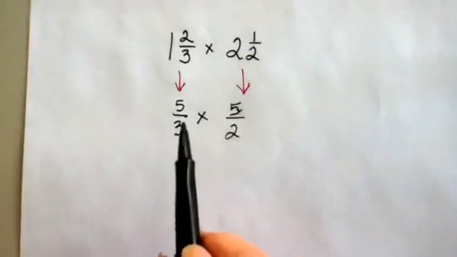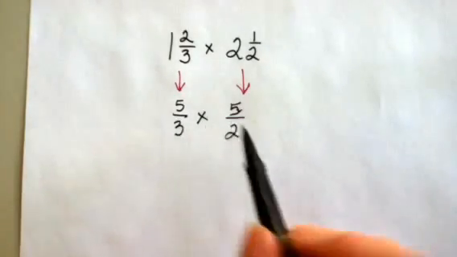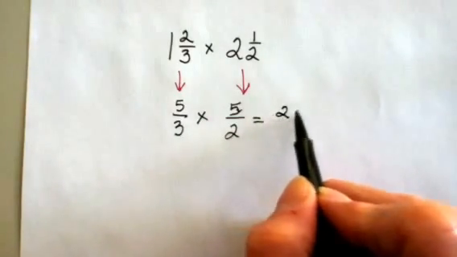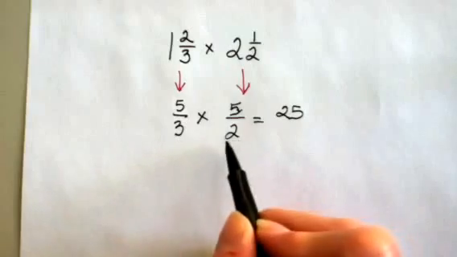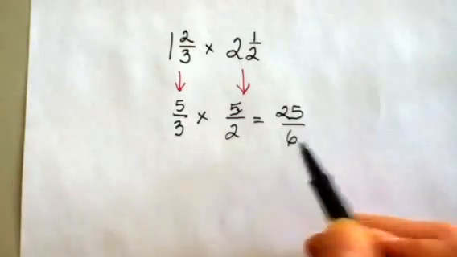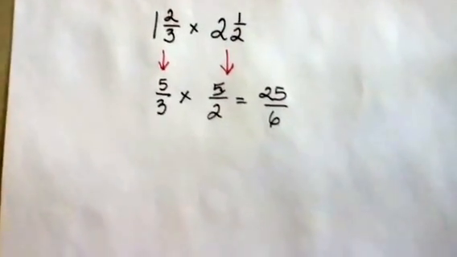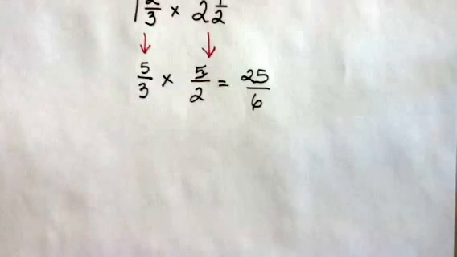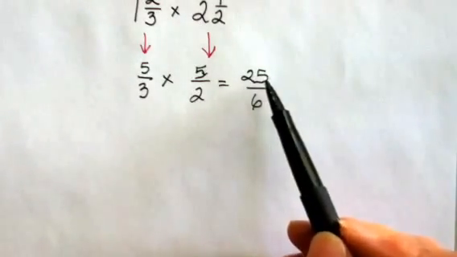Now we multiply straight across. 5 times 5 is 25. 3 times 2 is 6. And I'm going to take my final answer, and because 25 is bigger, the number on the top is bigger, I will divide.